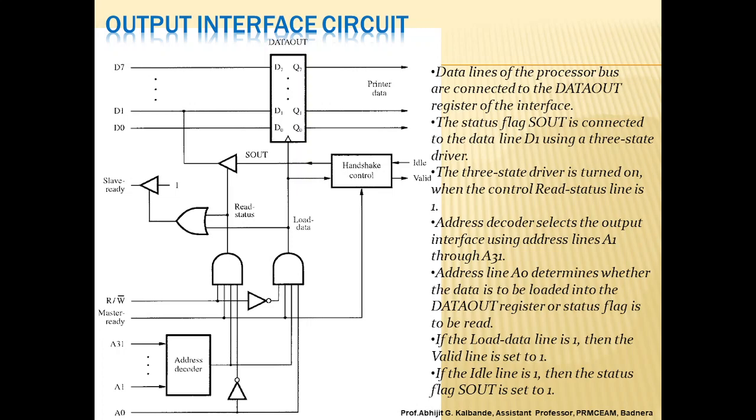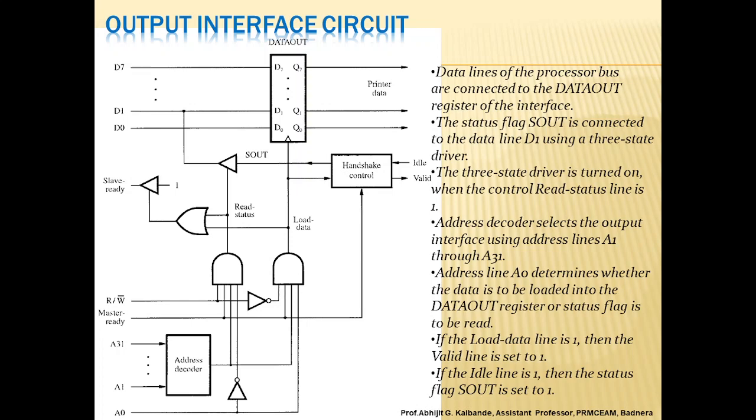Previously we discussed the input interface circuit. Now here it is the output interface circuit. Here the data lines of the processor bus are connected to the data out register of the interface, and the status flag SOUT is connected to the data line D1 using a three-state driver. The three-state driver is turned on when the control read status line is 1. Here the address decoder selects the output interface using the address lines A1 through A31.